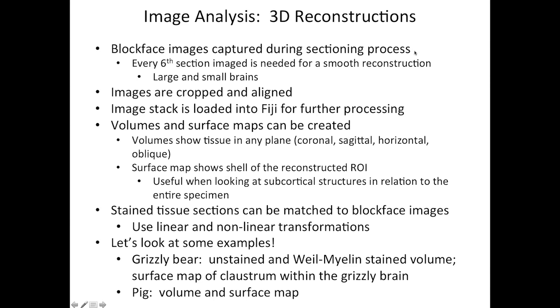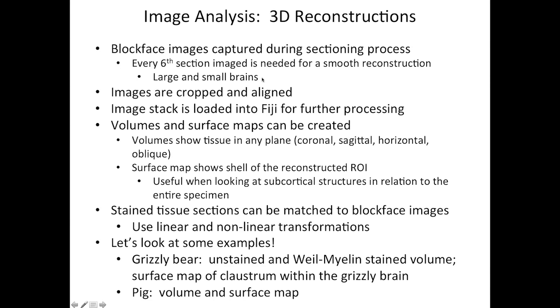We just finished reconstructing some rat brains, and we had about 95 images with this frequency, every sixth section through the sectioning process. And it came out really, really well. So the images are cropped and aligned in Fiji or in Photoshop, whatever software is best. Fiji works very nicely. Photoshop works very nicely. I tend to use Fiji because I use it for most everything else.